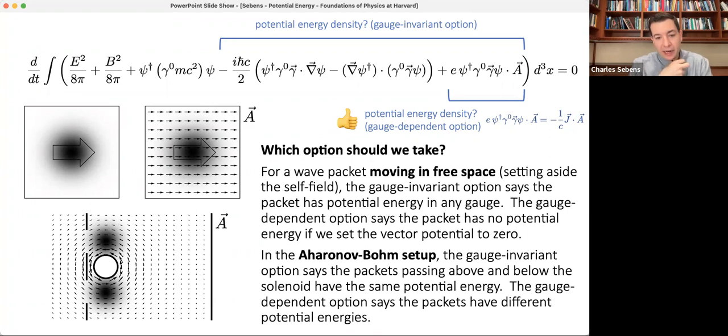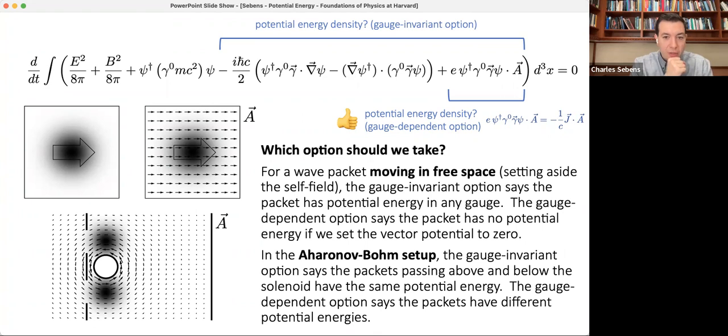We can also ask about the Aharonov-Bohm setup. I don't have time to go into a lot of detail on this, so let me just briefly mention that if you have sort of half the wave packet going above and half going below a solenoid, then each one is moving in a particular vector potential A. The gauge invariant option for the potential energy density would say that if both wave packets are moving towards the detector at the same velocity, they're going to have the same potential energy. Whereas the gauge dependent option would say that the potential energies are different for the two wave packets.